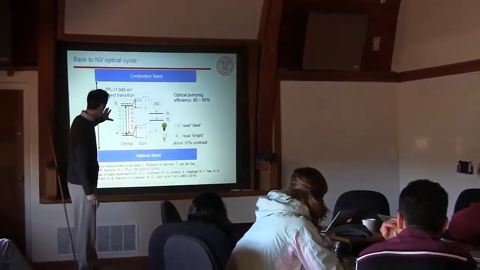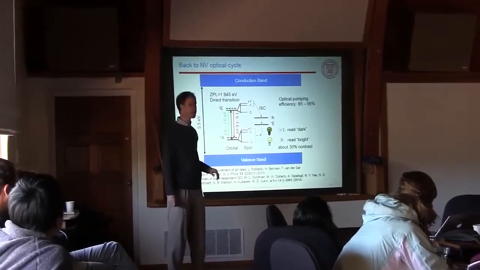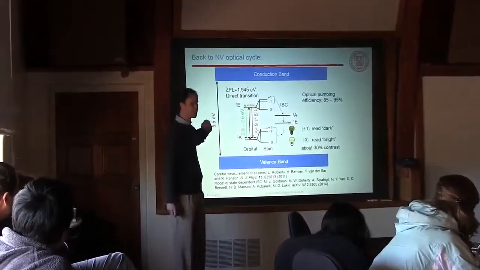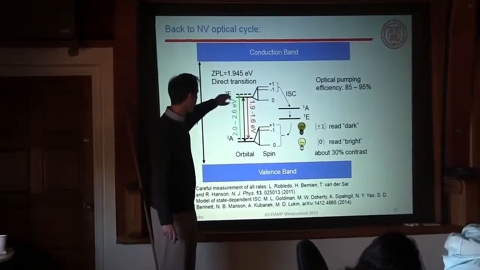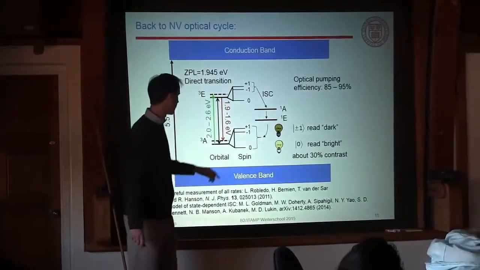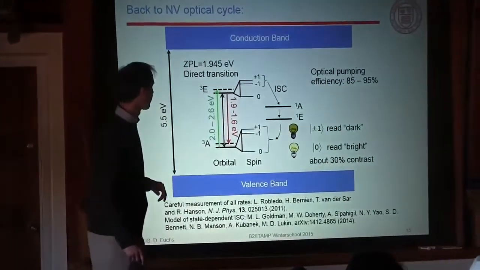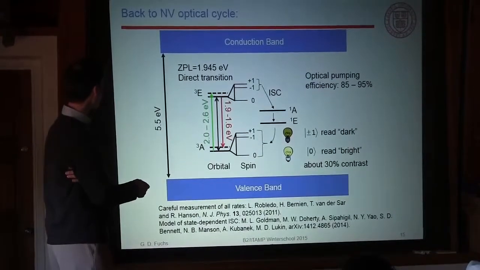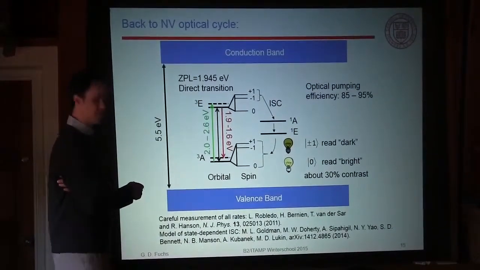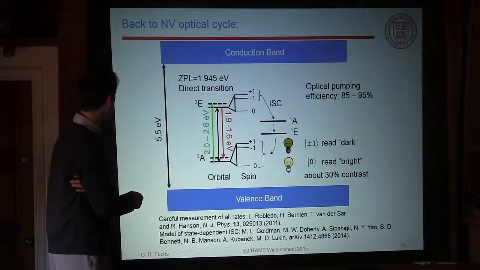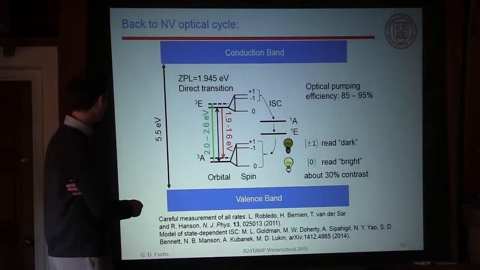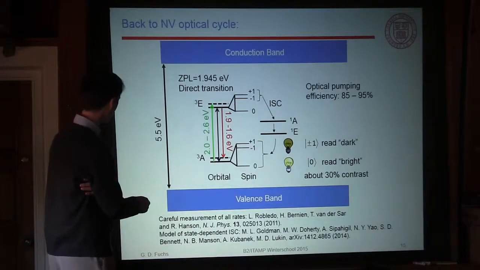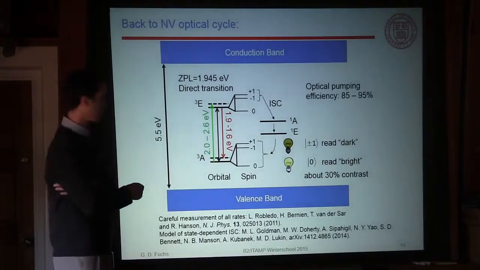Alright, so we're back to this picture. And I want to just point out, when you see people talking about this, it's really this. So here's your 3A, here's your 3E, here's your singlets, here's your readout. A couple of things to know. First, there are a couple of fluorescence features that I'll get to in a minute. You have the zero phonon line, which is 1.945 eV. That's the direct non-phonon mediated transition between the orbital ground state and the orbital excited state.